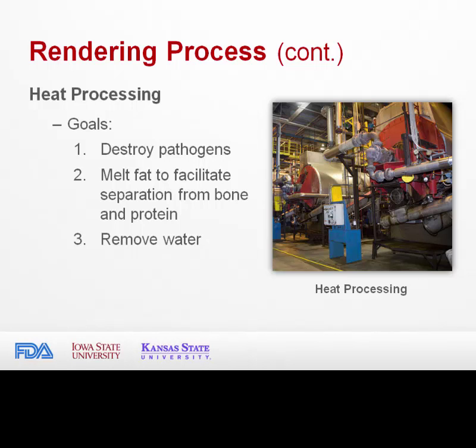First, destroy pathogens that may have been naturally present in the raw material. Second, melt fat to facilitate its separation from the bone and protein, similar to how fat melts in a pot roast, allowing the bone to be easily removed. And third, remove water. As described earlier, this step is the most important to prevent potential hazards. Undercooking can result in improper water removal and/or incomplete pathogen destruction. For this reason, both quality and safety controls are necessary at the completion of this step.